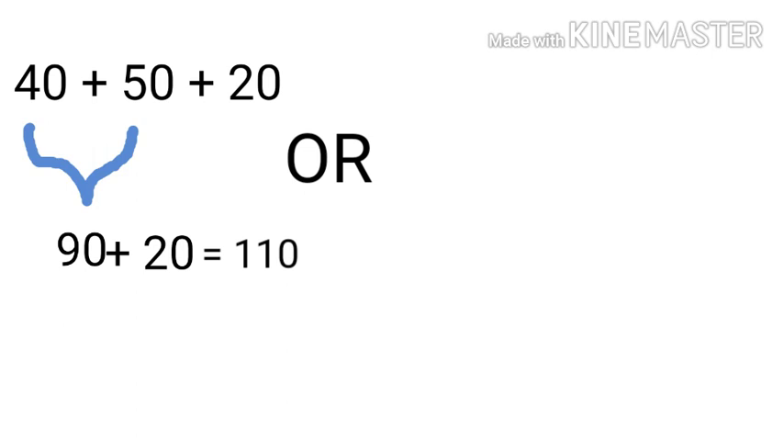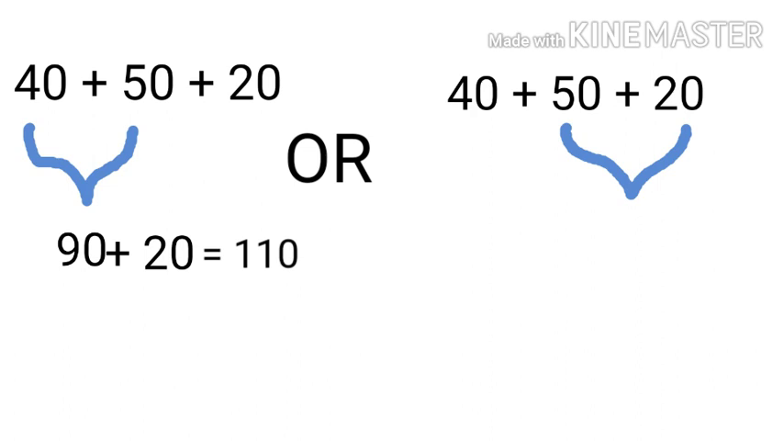Now let's check what will happen when we add 50 plus 20 at first. When we add 50 and 20, we get 70. Then add 40 to 70. That is 40 plus 70 equals 110. That means when adding three numbers, we can add any two numbers at first. This one is called grouping property of addition.